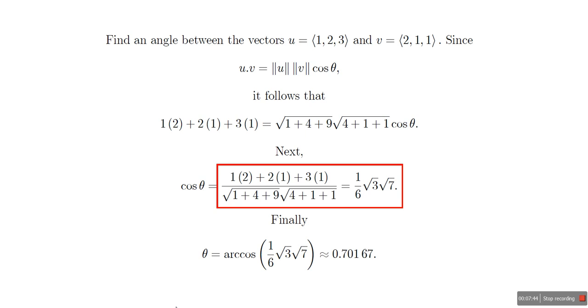Since theta is the smallest non-negative angle between the two vectors, theta is obtained by taking the arccosine of square root of 3 times square root of 7 over 6. And by using a calculator, we approximate this to be equal to 0.70167 radians. Thank you.